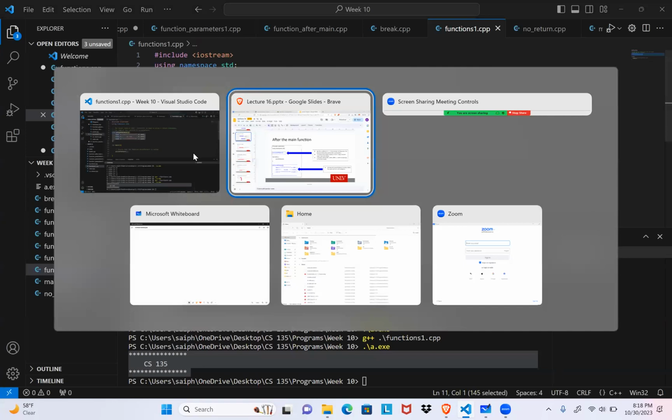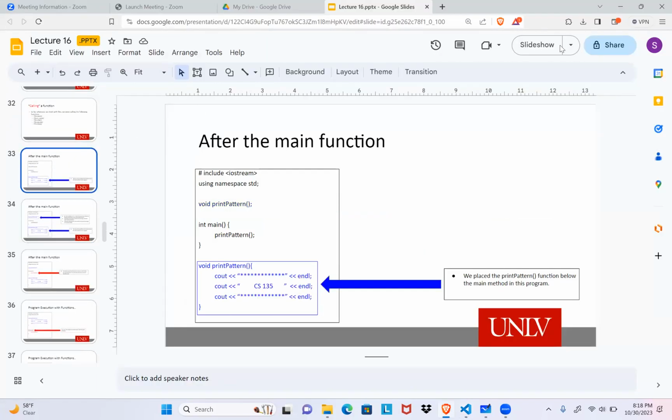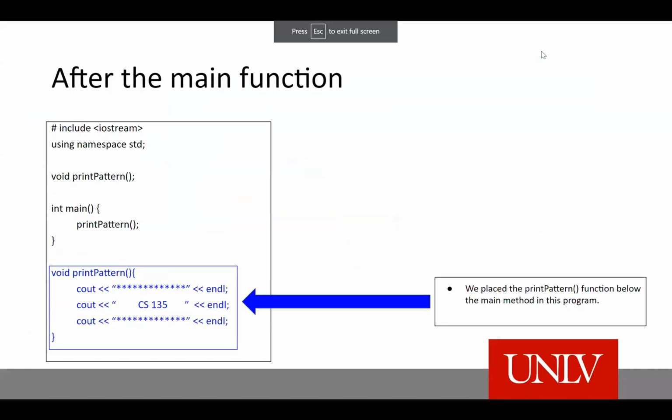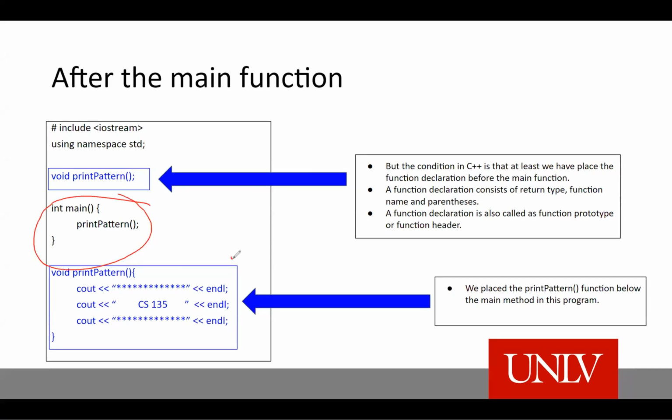Now we'll go back to our slides and we'll see how we can write a function after the main method as well. So we can place the entire function after the main method as well. So this is the main method. Turns out that you can place the same function as it is under the main method.